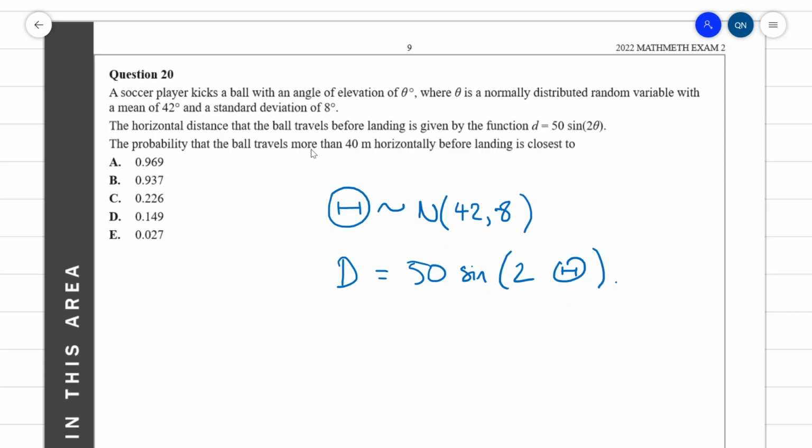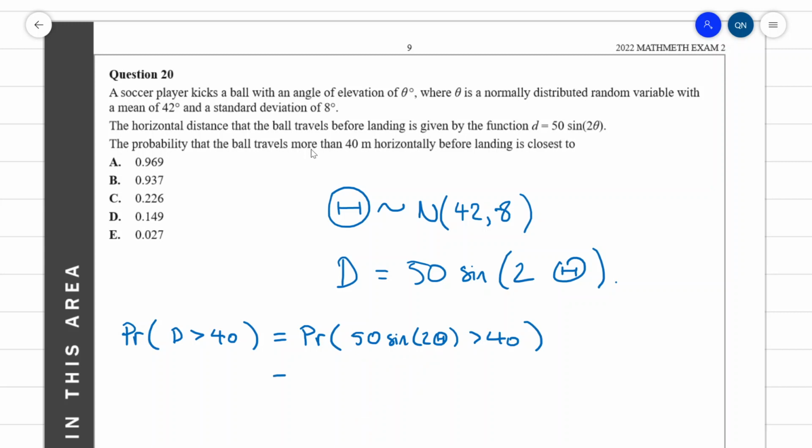Okay, so we want to find the probability that d is greater than 40. That should be it. But we don't really know the distribution of d too well. We do know the distribution of theta though. So let's write d in terms of theta and see what we get. That's the probability that 50 sine of 2 theta is greater than 40. I just substitute d for this expression in terms of theta.